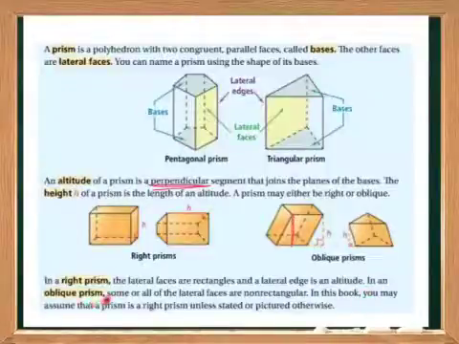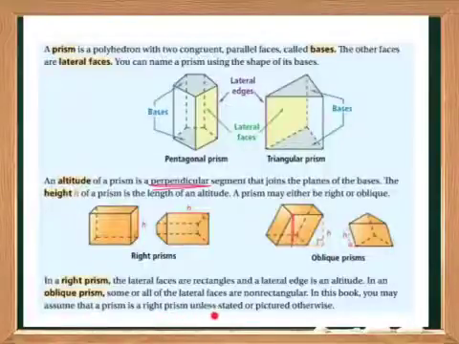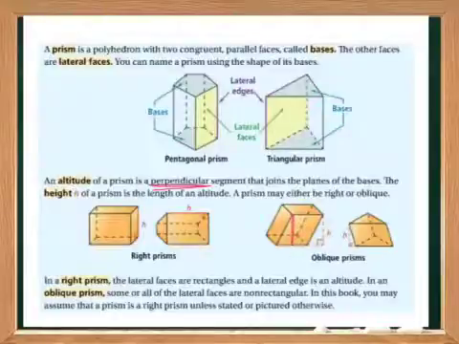In an oblique prism, some or all of the lateral faces are non-rectangular. In the textbook that we're going to be using, you can assume that something is a right prism unless it's otherwise stated or it's pictured like this. So even if they don't give you the right angle here, if it looks like a right prism, it is a right prism.